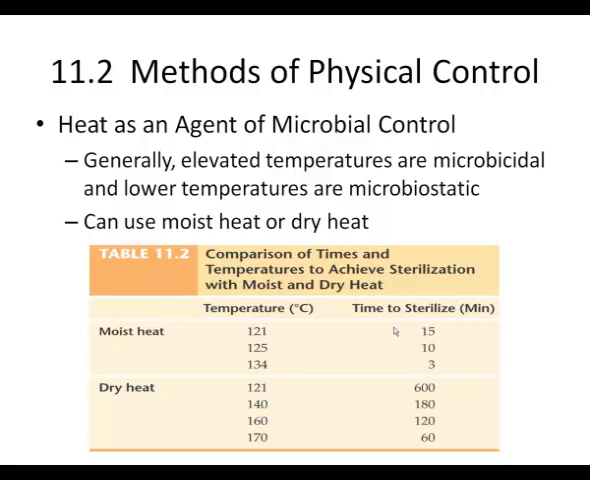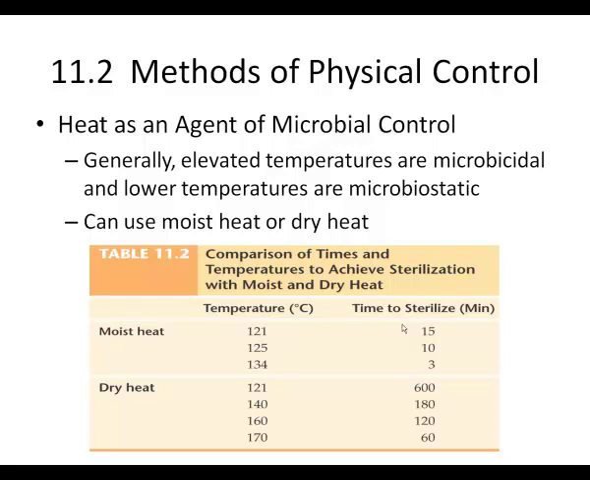If you lower temperatures, this is a static control, because think about your milk. If you take your milk and put it in the refrigerator, it stays for quite a while. But if you put that milk out on the counter for a day, that's going to clabber and it's going to become unpotable, and it will be spoiled.